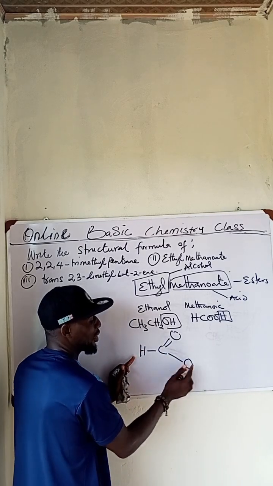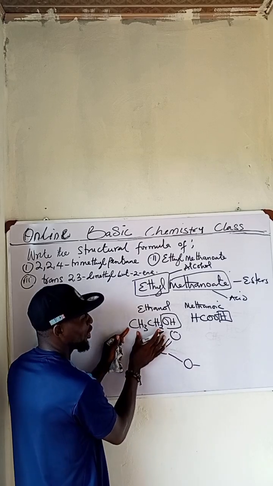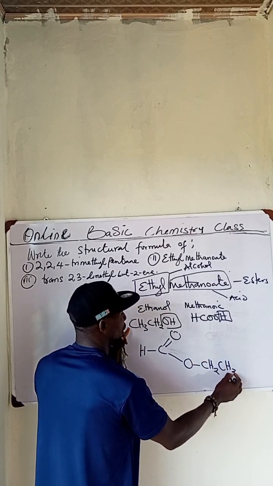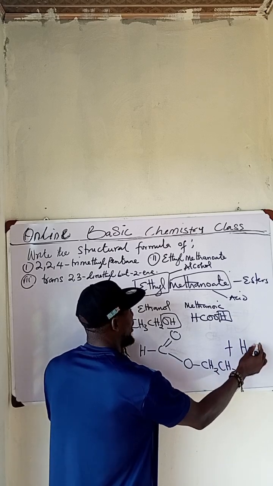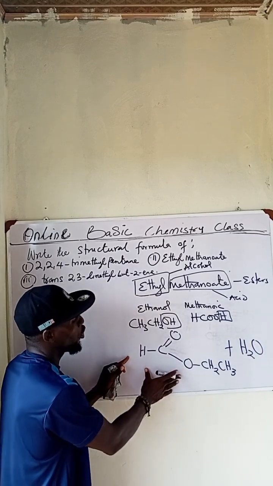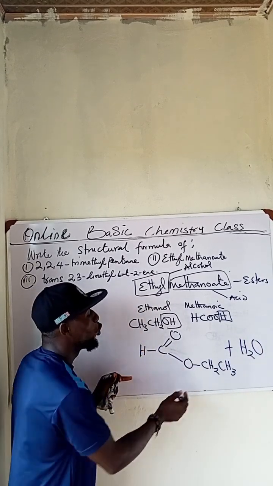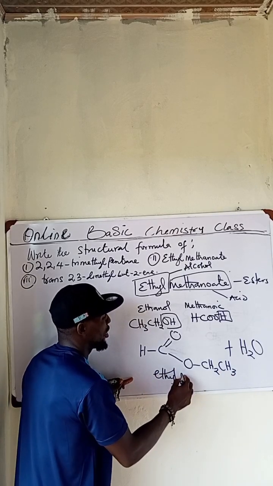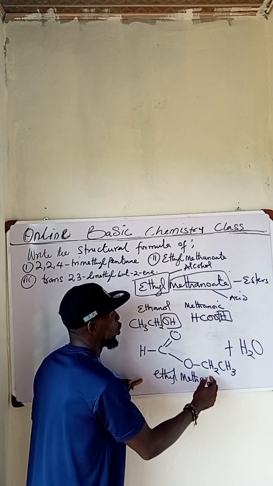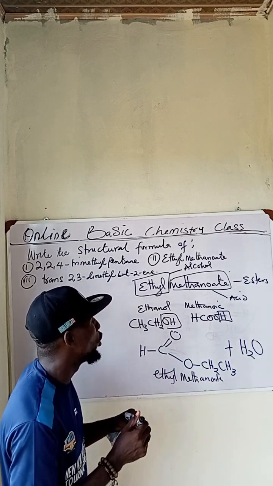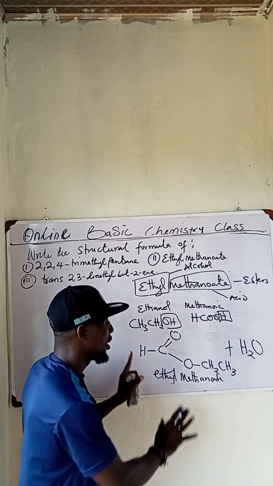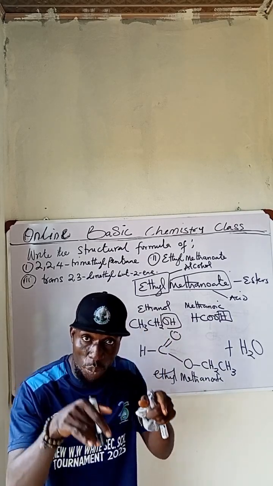So this is the acid part, which will now combine with the other part, CH2CH3, plus water. So this is the compound. What we want to name now, we name from this part. This is ethyl methanoate. Very simple. You just need to understand the basic logic so that you don't make any mistake. If you have any questions, drop it in the comment section.